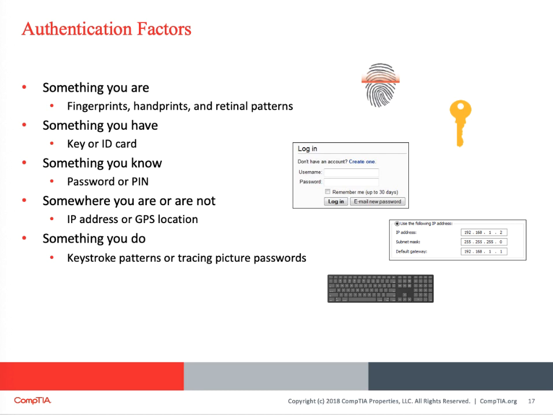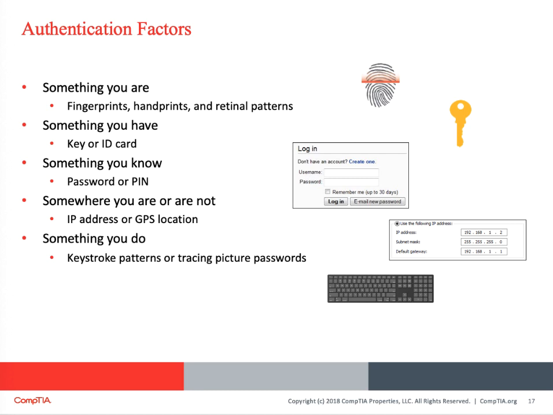Some places have little boxes next to the door that you tap your card on, right? Your ID from your job, and that will allow you access to that room or whatever the case is. So that's something you have. Something you know is a password or a PIN, right? Something you know could also be some of our security questions.